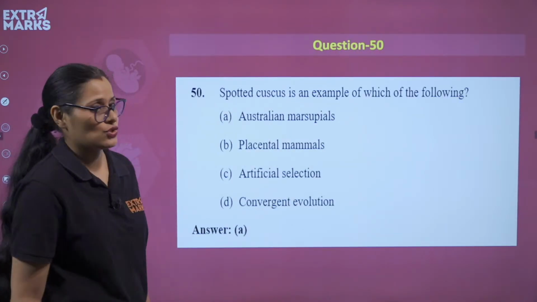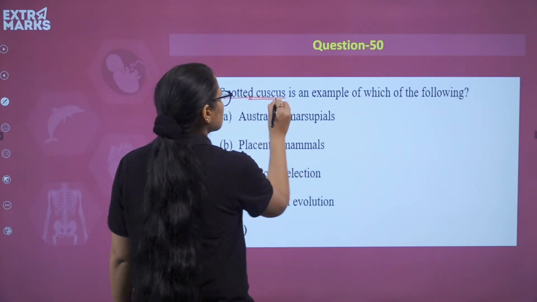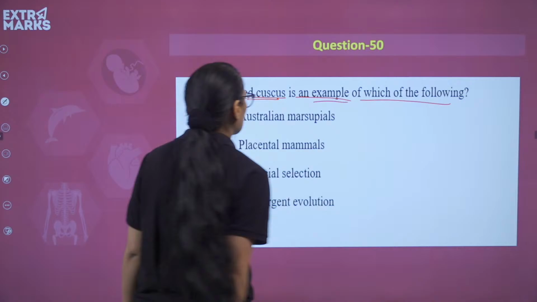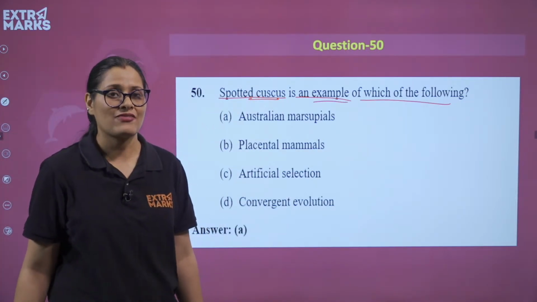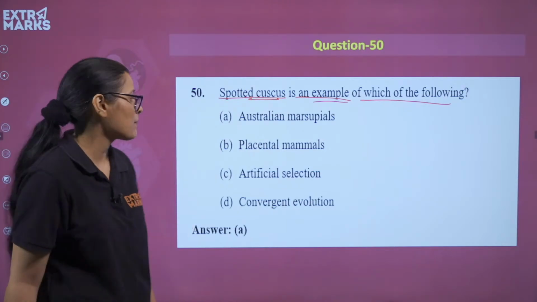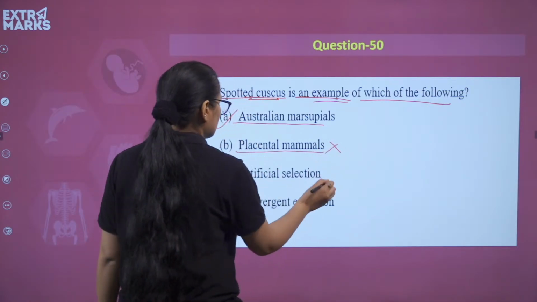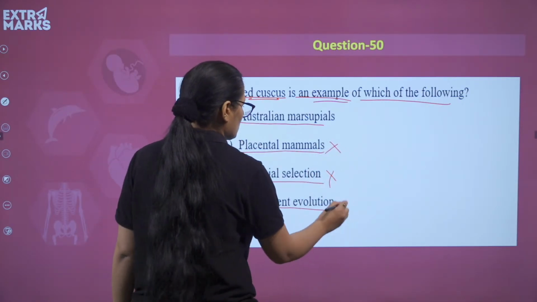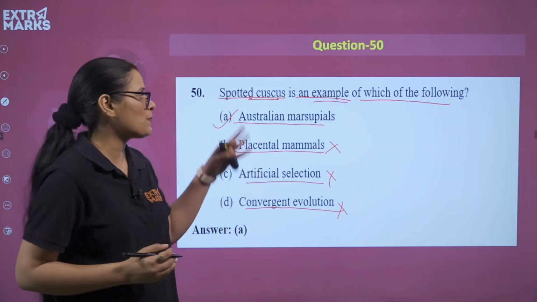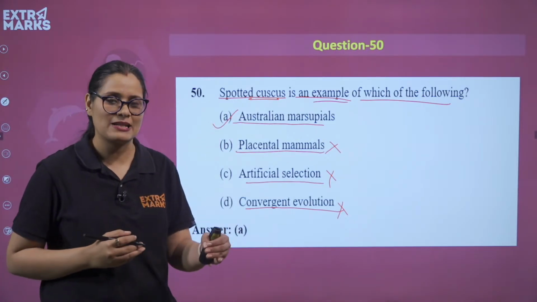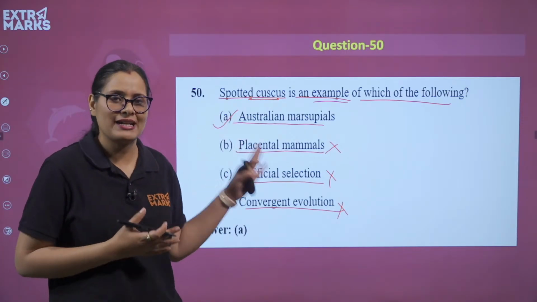The last question of this section and of this subject, zoology, says that spotted cuscus is an example of which of the following? Spotted cuscus is an Australian marsupial, so it is an example of Australian marsupials exhibiting marsupial radiation. It's not an example of placental mammal, artificial selection or convergent evolution. Individually, it doesn't exhibit convergent evolution. When we compare spotted cuscus with its counterpart placental mammal, then we say it's an example of convergent evolution. Individually, it's an example of adaptive radiation.